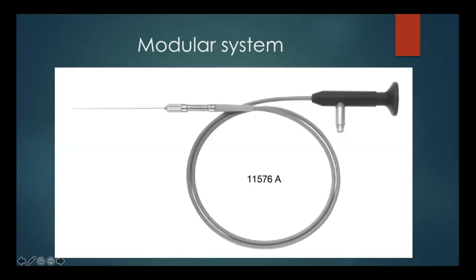We next have the modular system. Now, the modular system, the endoscope just looks like this. It's just a naked optical fiber right here. Why is it modular? Because this optical fiber can then go into various sheaths. These sheaths come in varying diameters. So there's just one endoscope which is used for multiple diameters of sheaths.